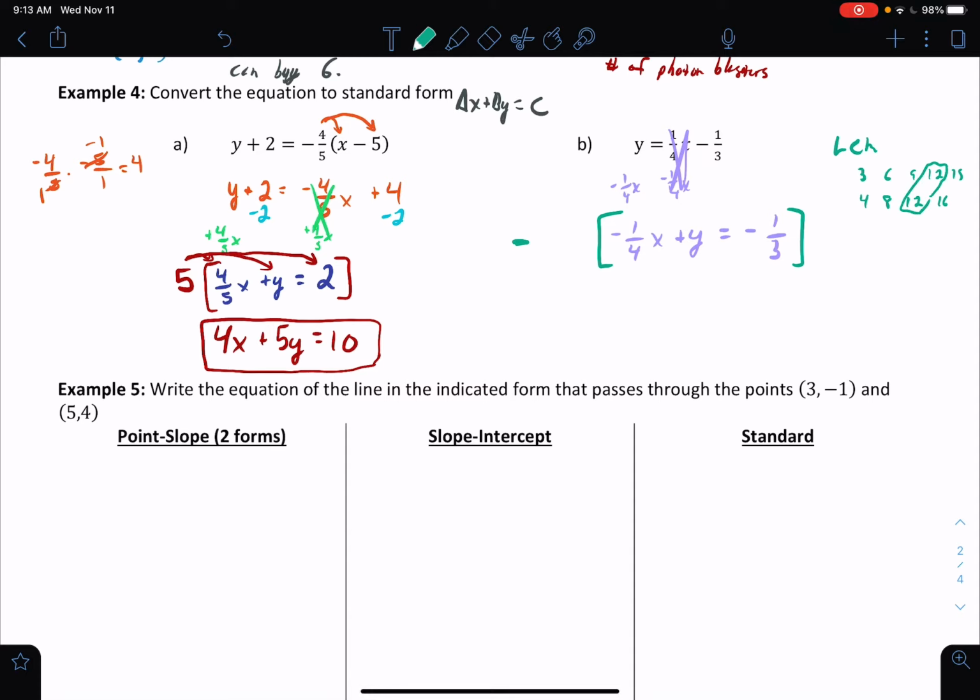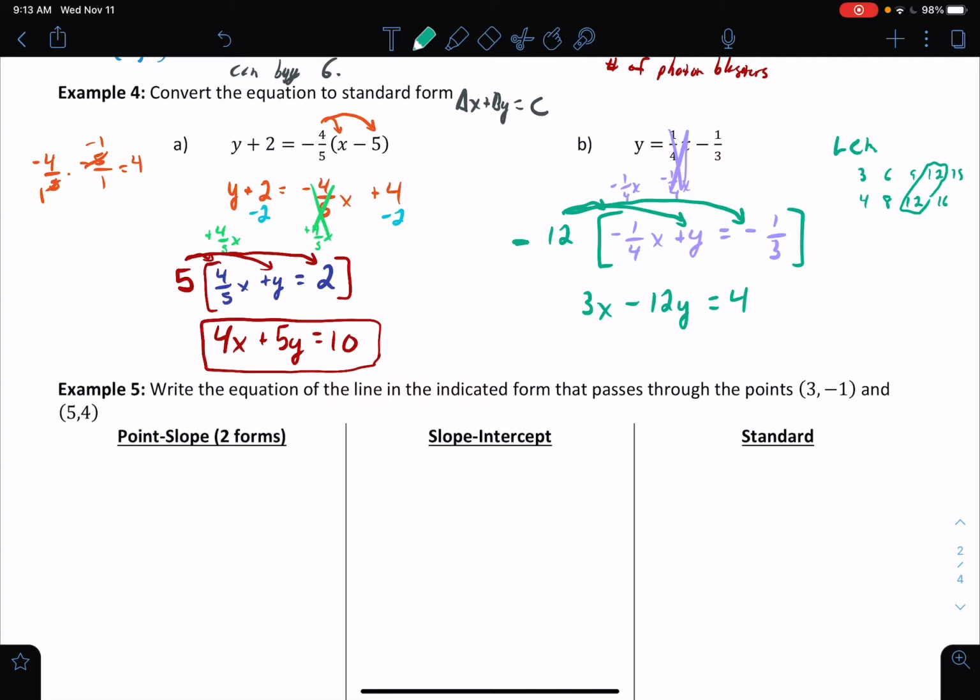So I'm going to multiply this function by negative 12. I have to multiply it by a negative so that my a value, the coefficient on the x, is positive. And I also have to multiply it by negative 12 so that my denominators go away. So I got negative 12 times negative 1/4. So that's going to be 12 divided by 4, so that's going to be 3x. Negative 12 times positive y, which is going to be minus 12y. And then negative 12 times negative 1/3, which is going to be positive 12 divided by 3, which is going to give me 4.